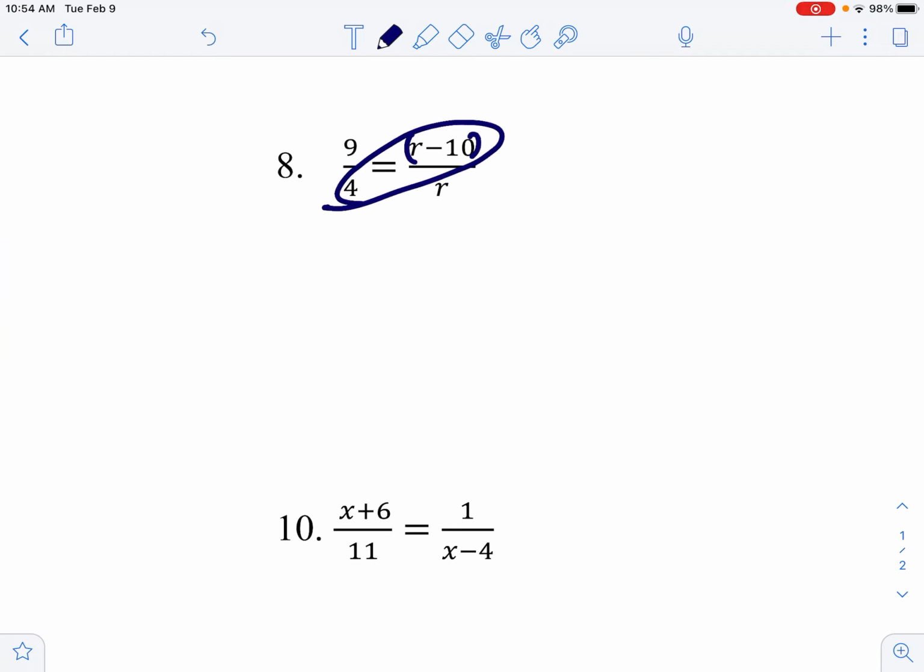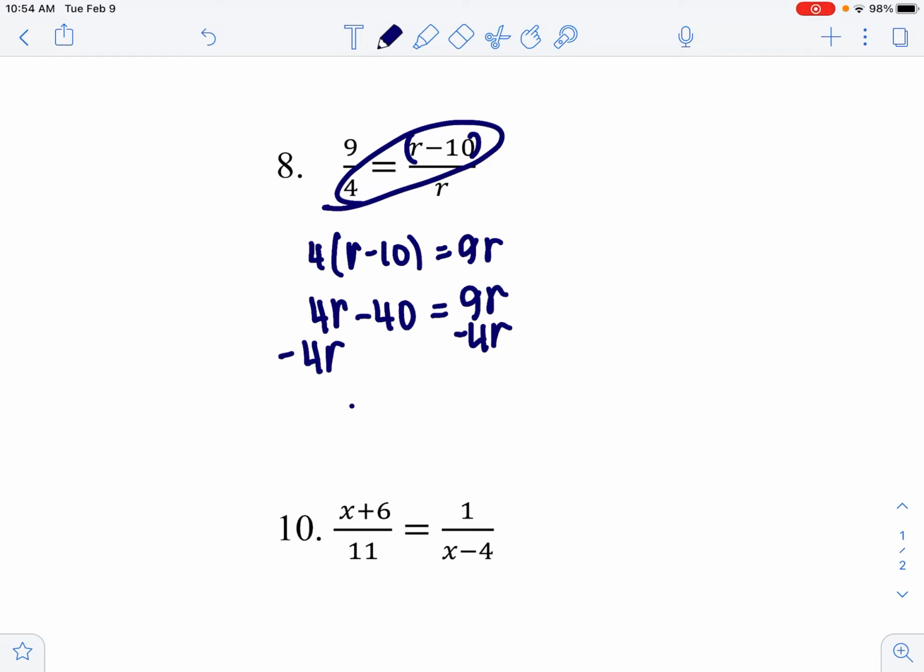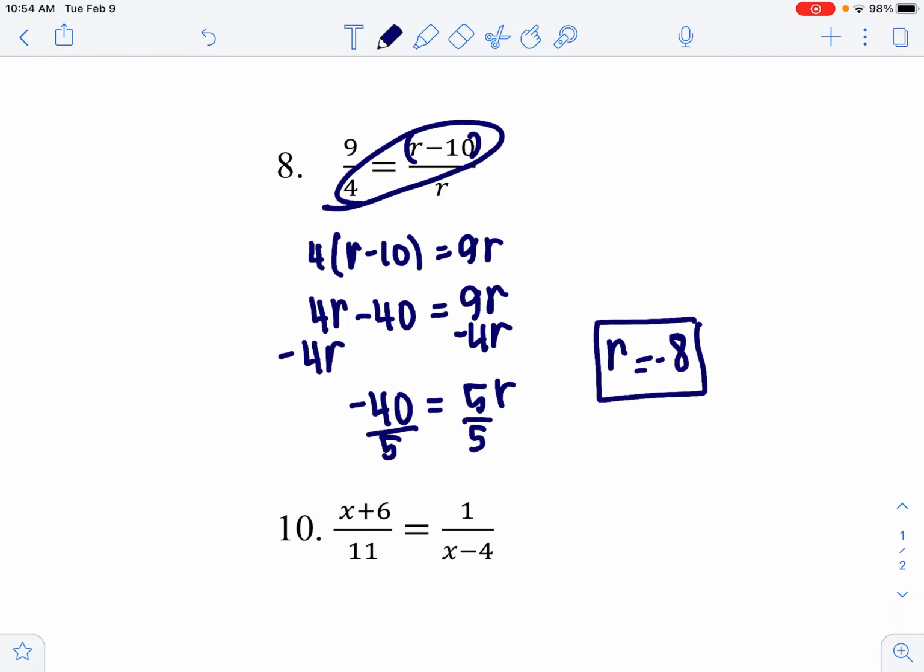Here, I see an r minus 10, so I'm going to put it in parentheses and multiply those two first. 4 times r minus 10 is equal to 9r. Distribute your 4: 4r minus 40 is equal to 9r. Subtract 4r from both sides. Negative 40 is equal to 5r. And then divide both sides by 5, and we get r is negative 8.